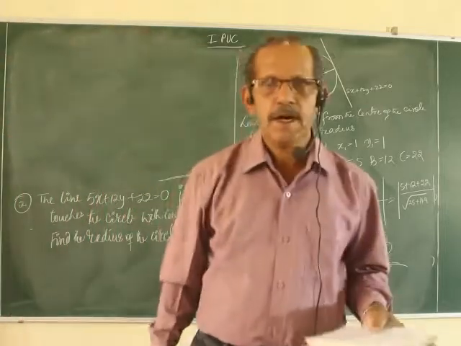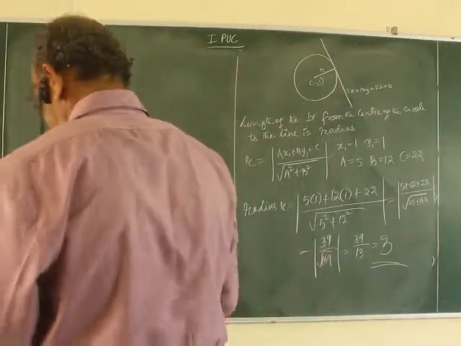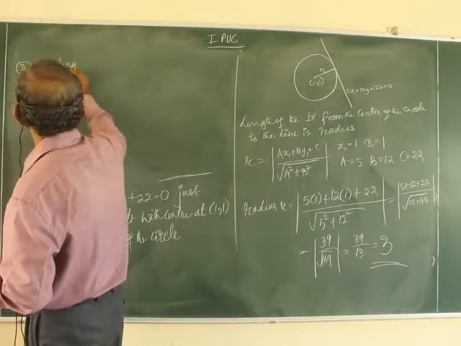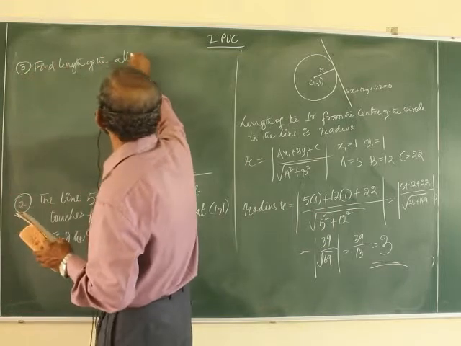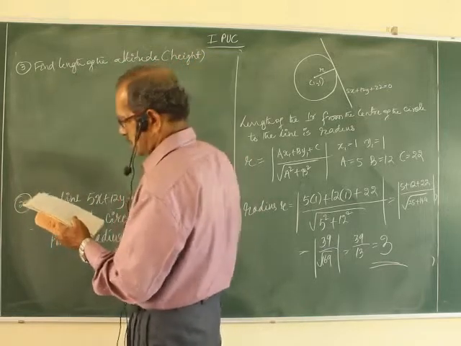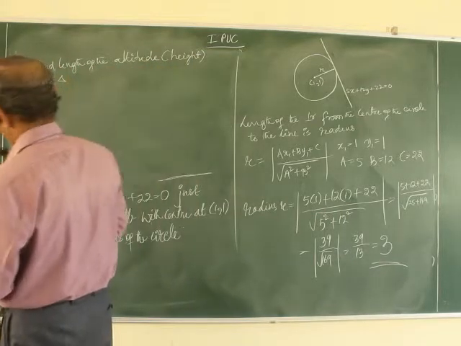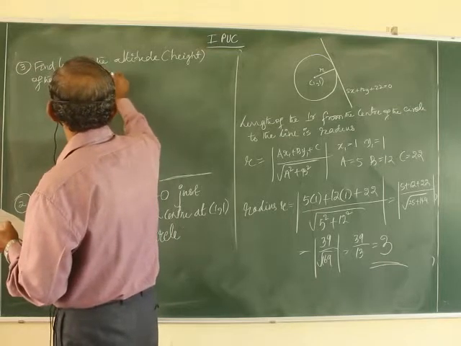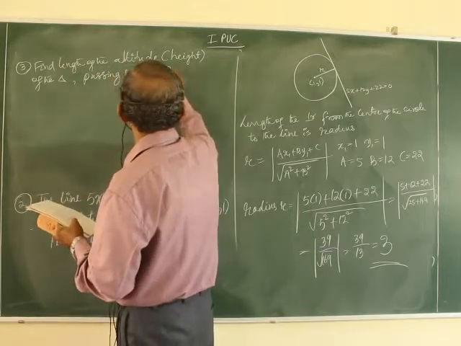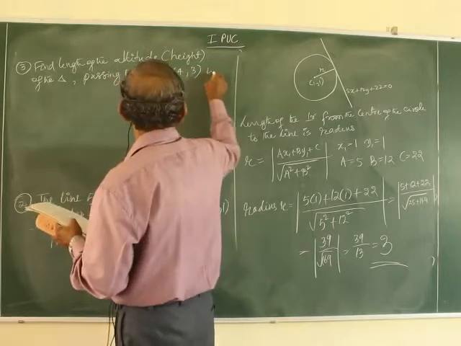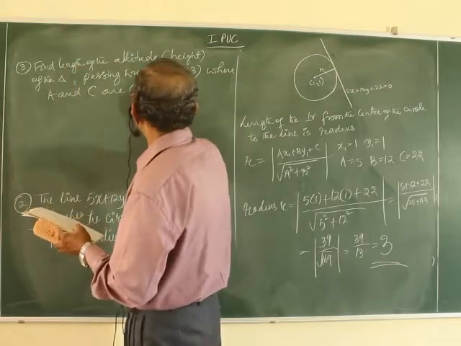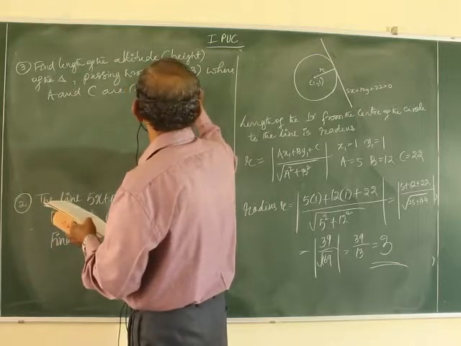Yes? Next one. Find the length of the altitude, height of the triangle, passing through B (4, 3), where A and C are (2, 1) and (7, 4) respectively.